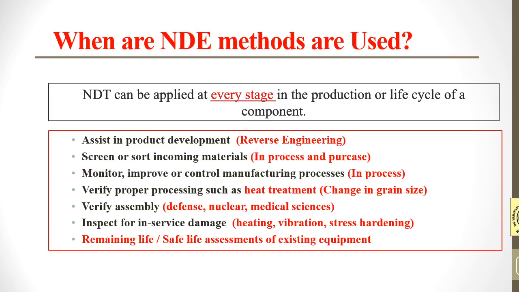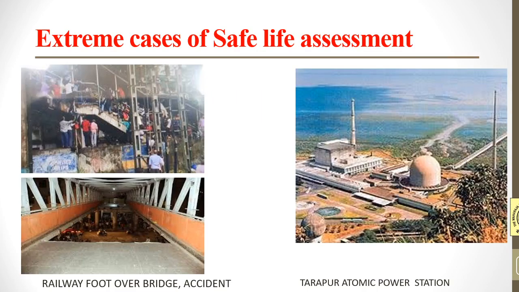Next is inspection of in-service damage due to heating, vibration, stress hardening, and so on. Remaining life assessment, or it is called as safe life assessment for existing equipment. This example we have seen in previous slide. So these are few examples where NDT was not used properly.